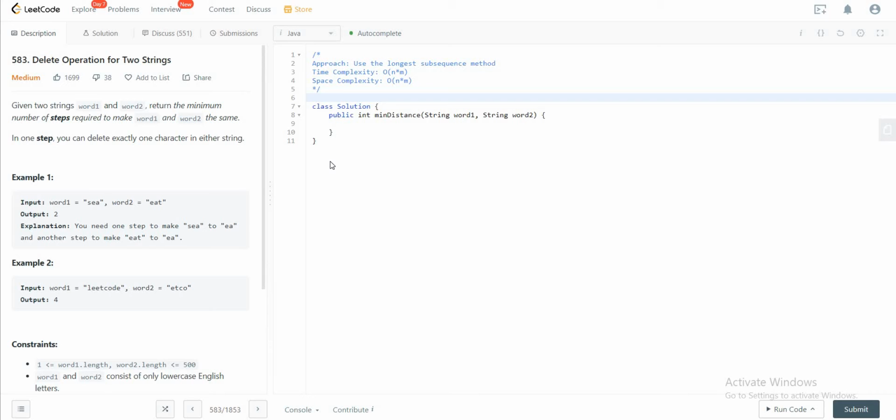Today we're looking at question 583, delete operations with two strings. The way we'll be approaching this problem is by using the longest subsequence method. So what does that mean?